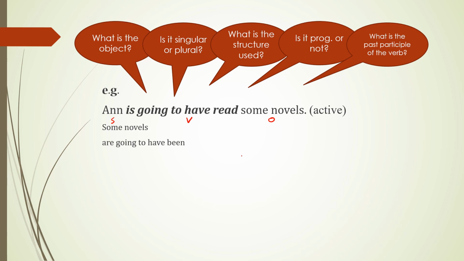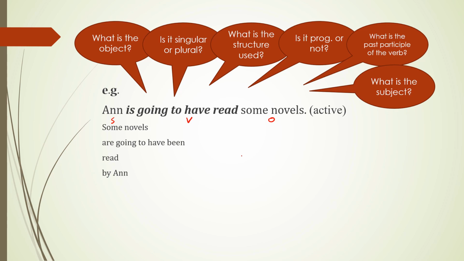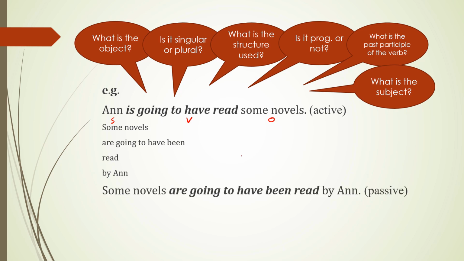Read comes from the first verb read. The same spelling, different pronunciation. Read, read, read. So the verb must be read. And then the next question, what is the subject? The subject of the active must be placed in the object of the passive in the form of by phrase or by agent, by an. Some novels are going to have been read by an is the passive form of an is going to have read some novels.